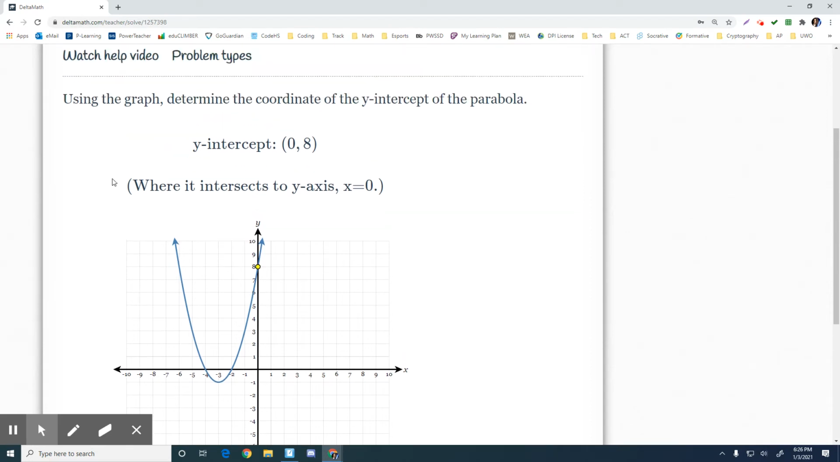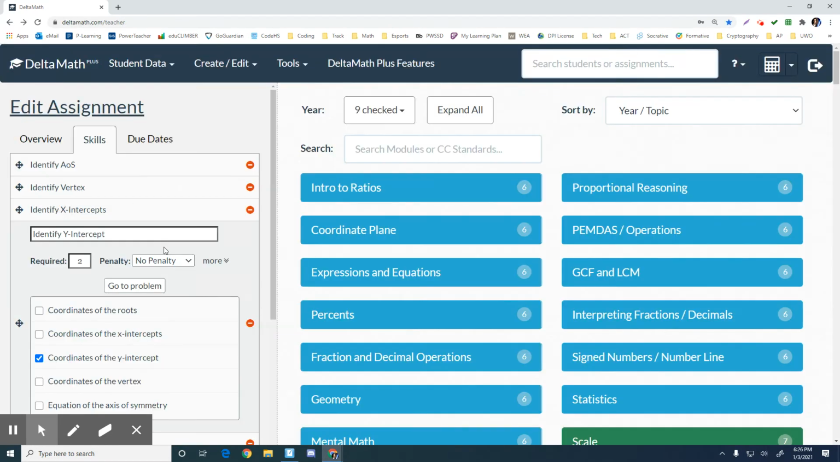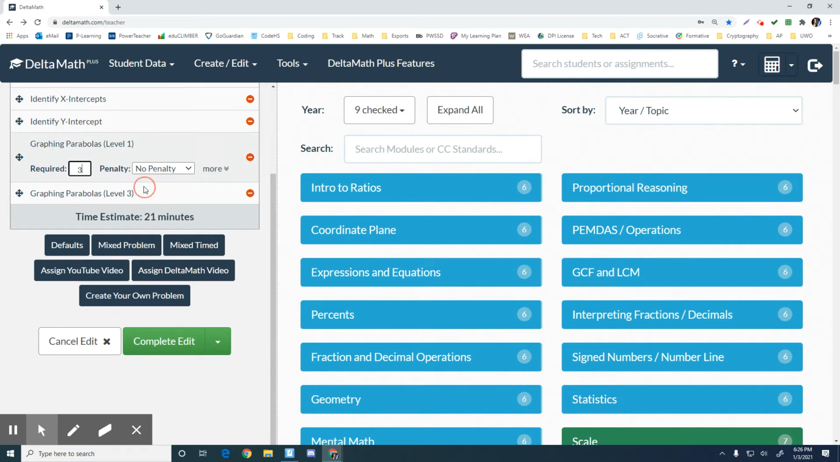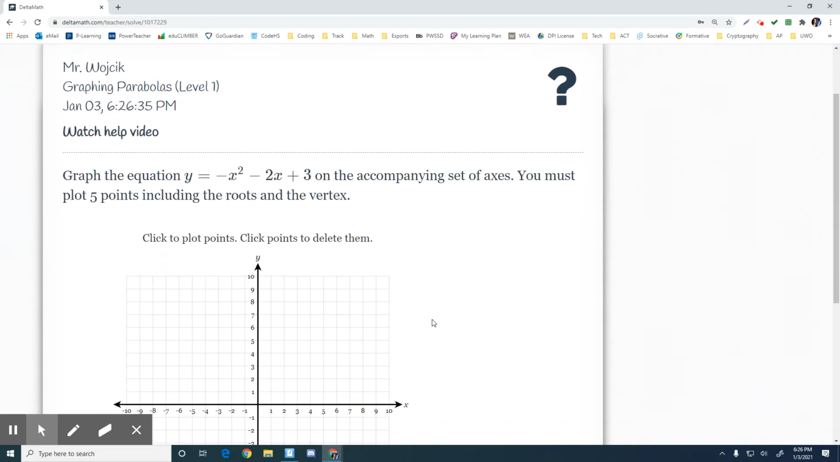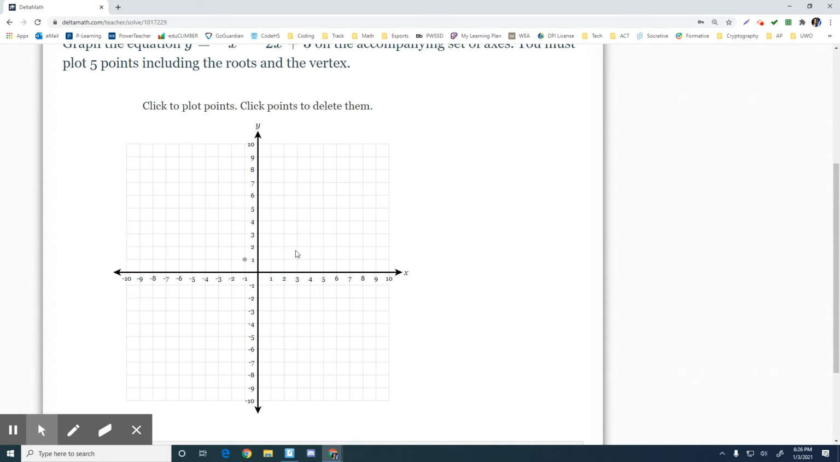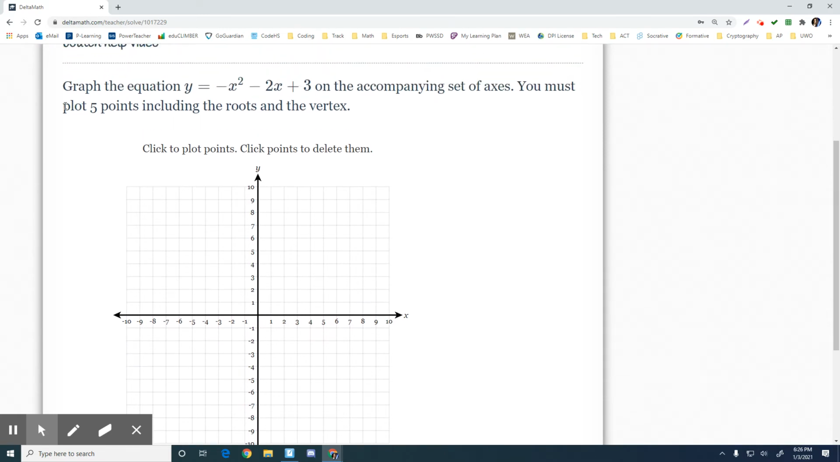That's the y-intercept. Now the last one, this is where it's going to really get fun, graphing the parabola. You're going to plot it on here, and you do need to plot at least 5 points. That's why on all my examples, I made sure we graphed at least 5 points, even if they weren't those 5 critical points that we started with. And it does say you must include the roots, those are the x-intercepts, and the vertex.